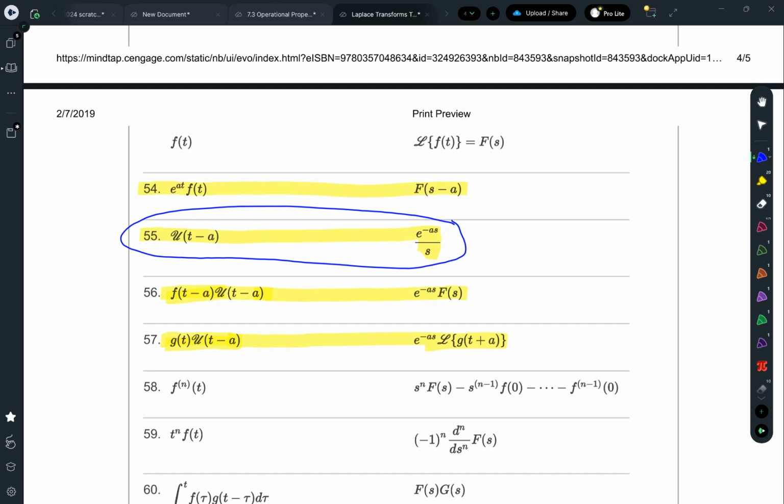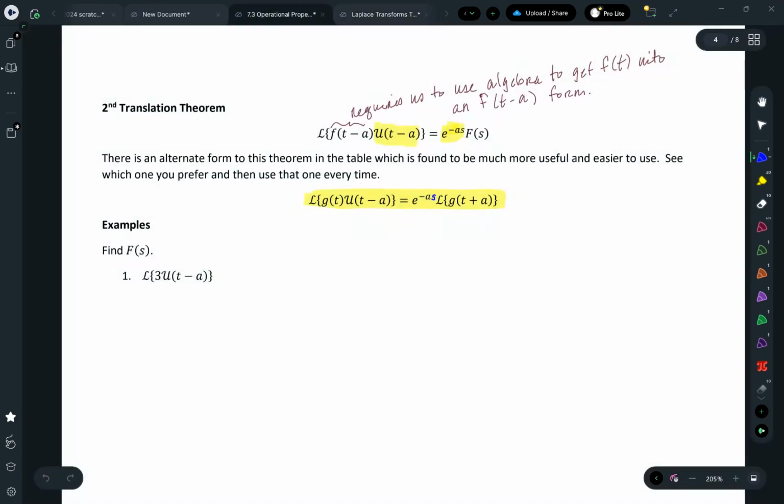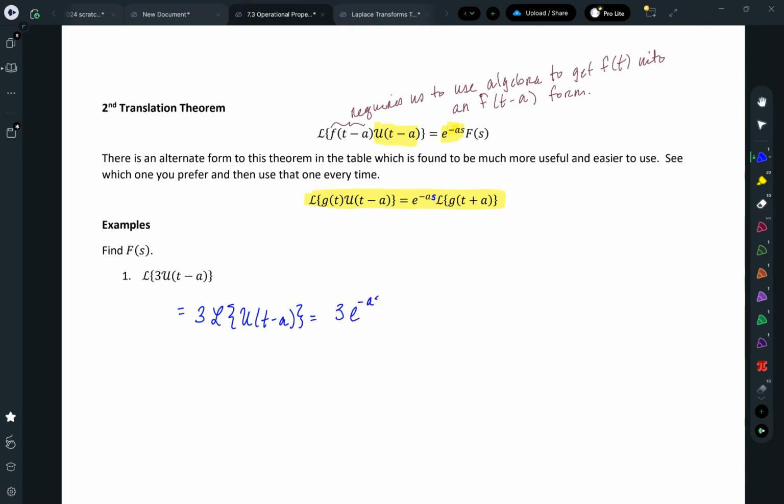Okay, so you just have to identify what a is, and then you can go from there. So let's go back to our problem. I can rewrite Laplace of 3 times u of t minus a as 3 times the Laplace of u of t minus a. And so this is just going to be 3e to the minus as over s based on our table. Okay, so no real work involved there.